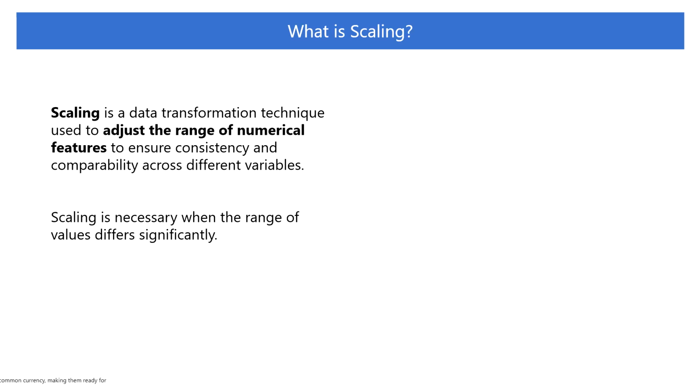Scaling is a data transformation technique used to adjust a range of numerical features to ensure consistency and comparability across different variables. Scaling is necessary when the range of values differs significantly.